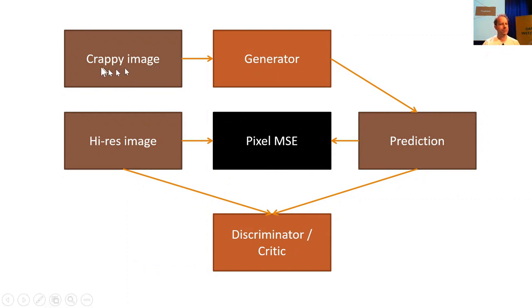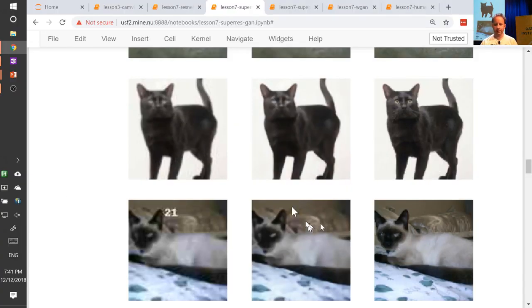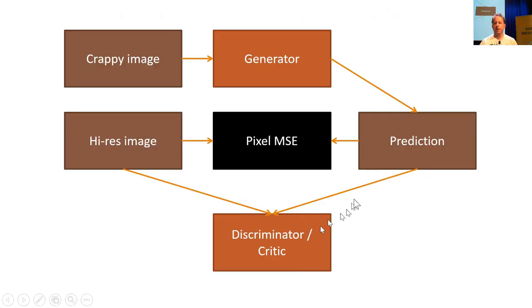So we've got our crappy image, right? And we've already created a generator. It's not a great one, but it's not terrible, right? And that's creating predictions, like this. We have a high-res image, like that, and we can compare the high-res image to the prediction with pixel MSE. Okay. We could also train another model, which we would variously call either the discriminator or the critic. They both mean the same thing. I'll call it a critic.